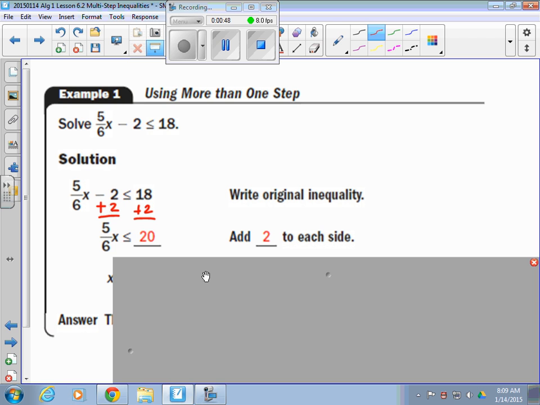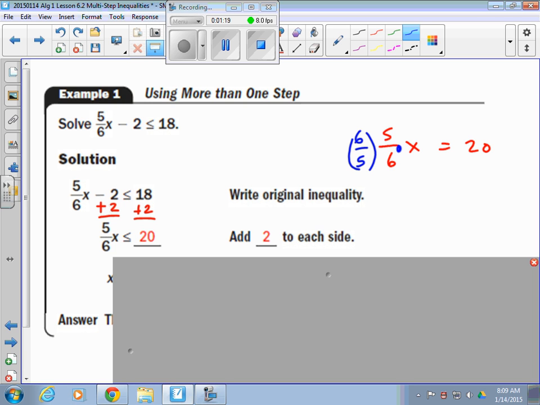18 plus 2 is 20. So you have 5 over 6x. Again, we're treating it as if it says 5 over 6x is equal to 20, and then we'll go back and replace the other part. That says 5 over 6 times x. We know how to cancel out times something. You divide by 5 over 6, which is the same thing as multiplying by its reciprocal. Remember, its reciprocal is a fancy word that just means flip the fraction over. 5 over 6 becomes 6 over 5.